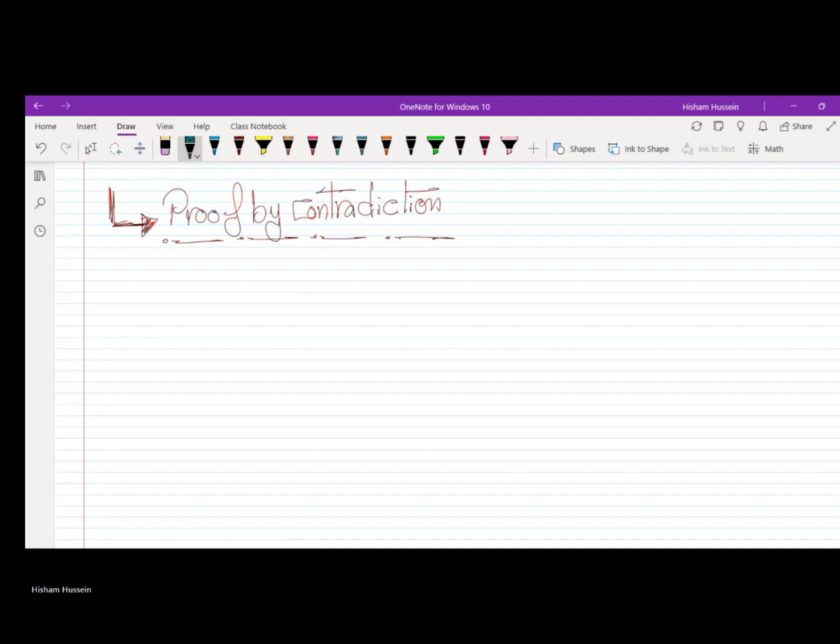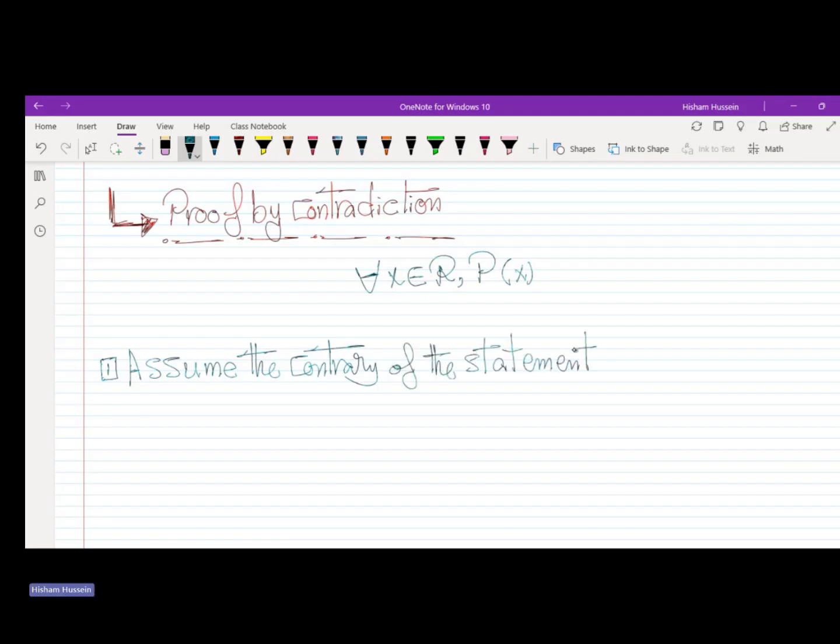How does it work? We have some steps. We have: for every x belonging to some set, we need to prove p of x. The first step in this technique: assume the contrary of the given statement. Assume the contrary of the statement p of x. This is step 1.